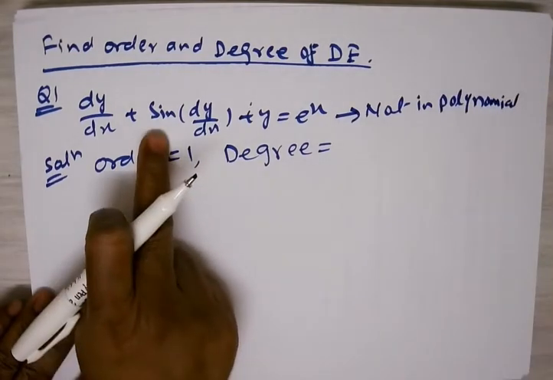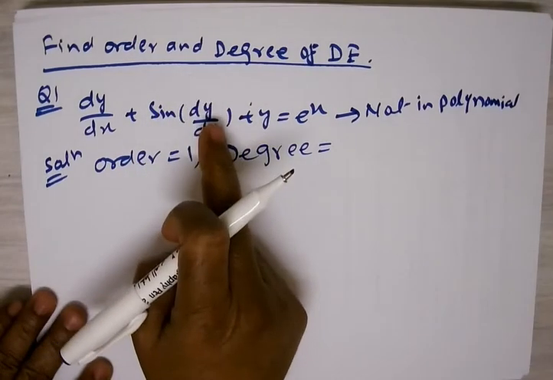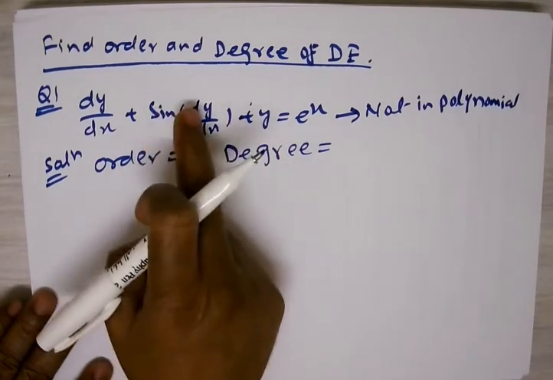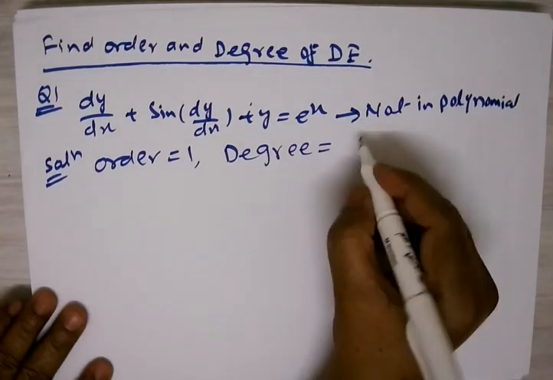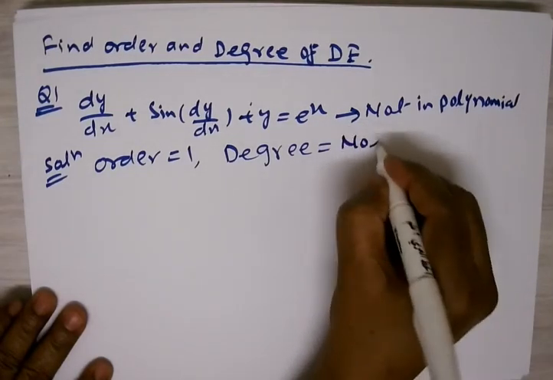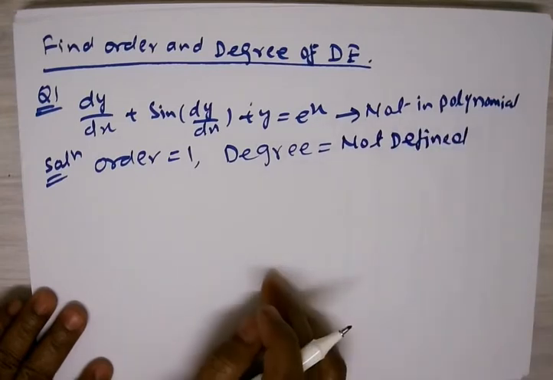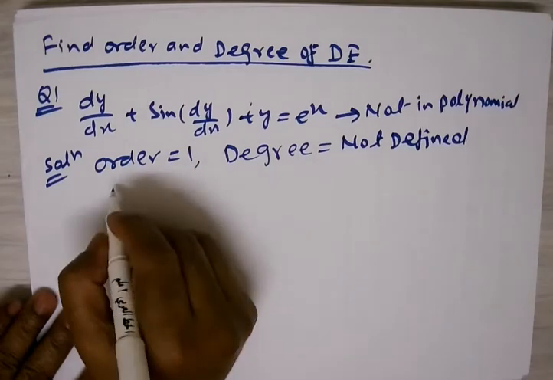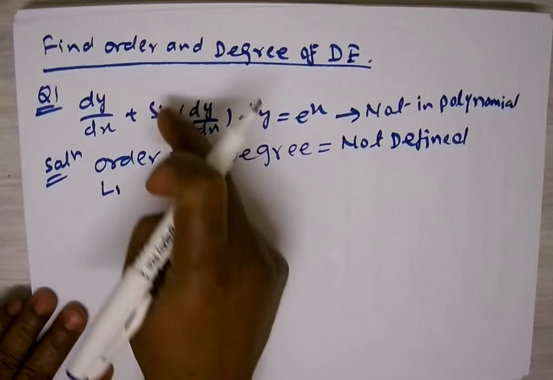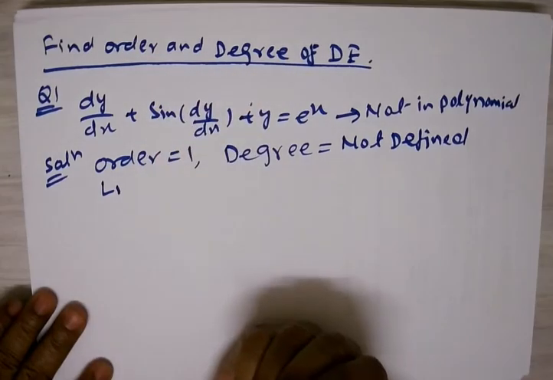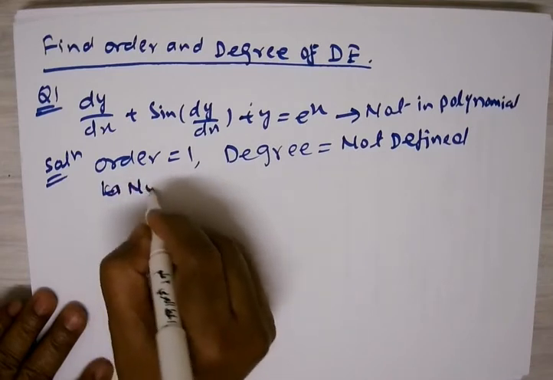Why not a polynomial? Because of sin(dy/dx). When you expand it, the expansion of sine multiplied by dy/dx comes with higher and higher powers. That's why it is not a polynomial, so the degree is not defined. Next, is it linear or non-linear? It is a non-linear differential equation because of the sine term.